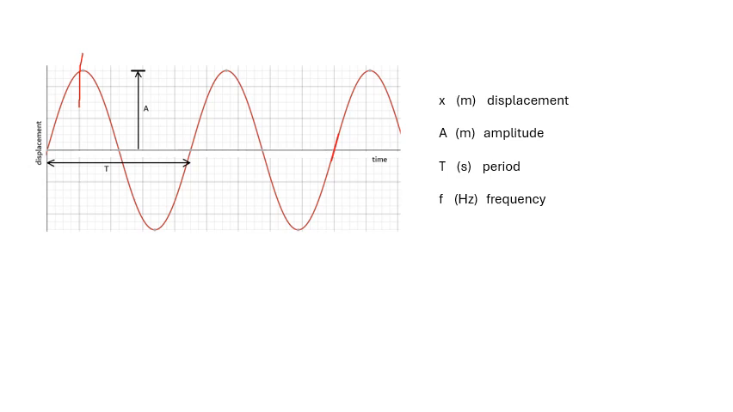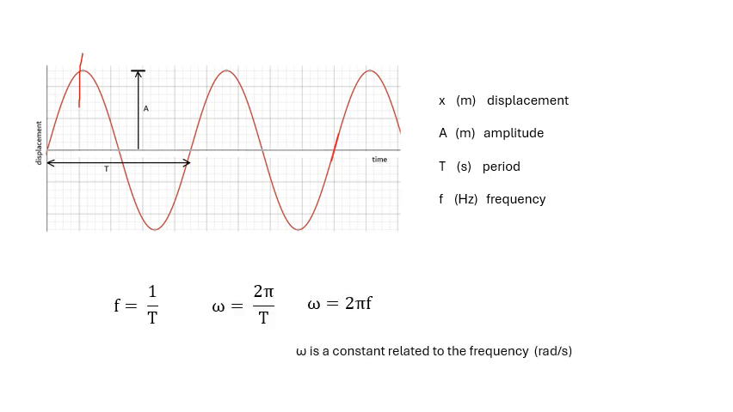Nevertheless, defining some terms, x is the displacement, which is the displacement from the equilibrium position, from the center of oscillation. Capital A is the amplitude, which is the maximum displacement. T is the period, f is the frequency. Some very familiar terms there from when we did waves. The frequency is 1 over the period. Omega is 2 pi over T, or omega equals 2 pi f.